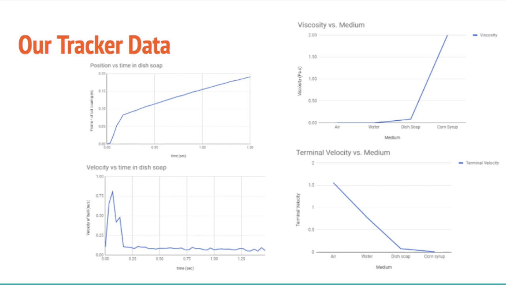On the right, we show the relationship between viscosity and the medium, with the corn syrup with the highest and air being the lowest. The next graph shows terminal velocity versus the medium. The more viscous the solution, the lower the terminal velocity will be.